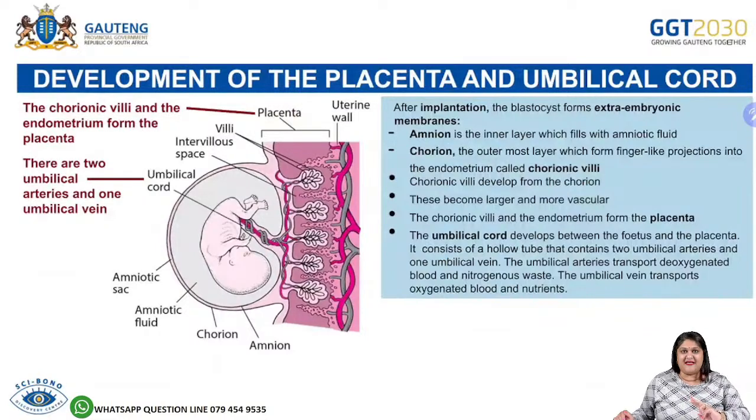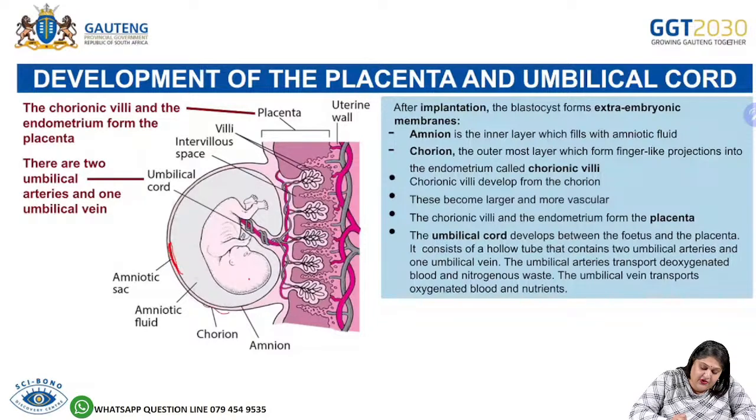So the amnion is the inner layer, which is filled with amniotic fluid. Then it has a chorion, which is the outermost layer. It forms finger-like projections which project into the endometrium, which are called chorionic villi. Okay, so I just want to go to the picture before we go into more detail to show you what I'm talking about. So this is the fetus, right? Here we have the amnion. Okay, this is the inner layer membrane that I'm talking about.